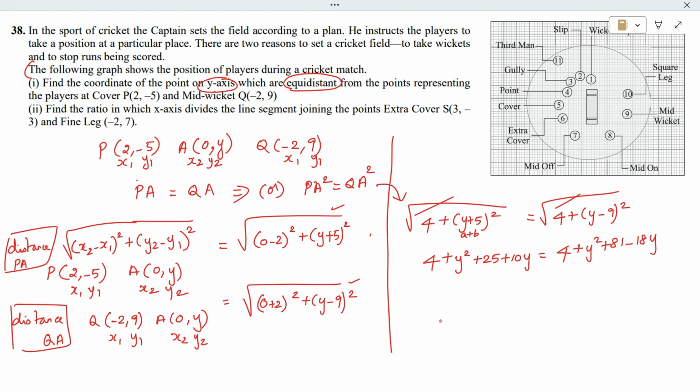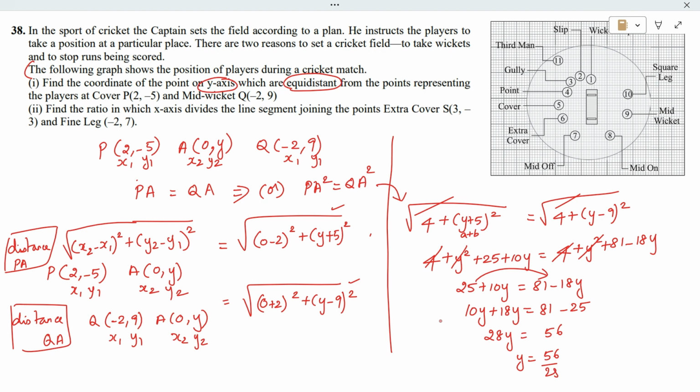If I transpose y square to this side, it will be negative y square, so y square will get cancelled. Similarly, 4, if I transpose here, negative 4, so 4 and 4 will get cancelled. So finally, I will get 25 plus 10y is equal to 81 minus 18y. So take 18y to the other side: 10y plus 18y is equal to 81. Transpose 25 to the other side, it is minus 25. So 28y is equal to 56. So y is equal to 56 divided by 28, which implies y is equal to 2.